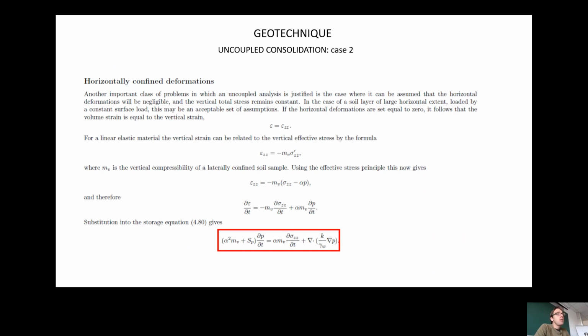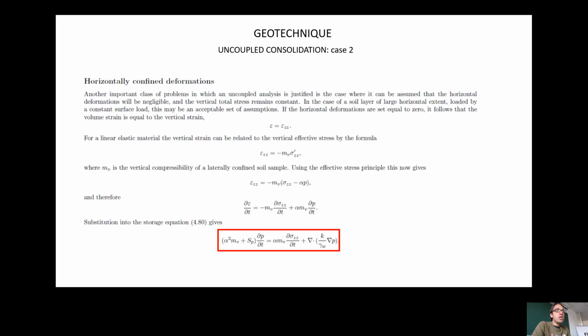In this case, we have a large horizontal extension. A large horizontal extension, in general in a soil, is good, because generally soils have an infinite extension, especially horizontally, when soils are loaded with a constant surface load. And again, this may be acceptable.